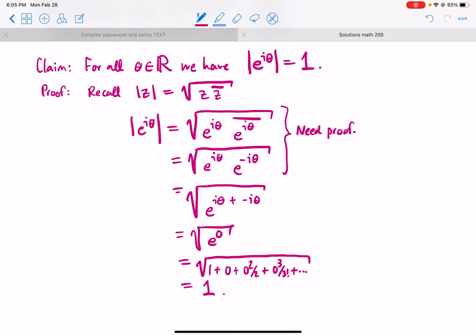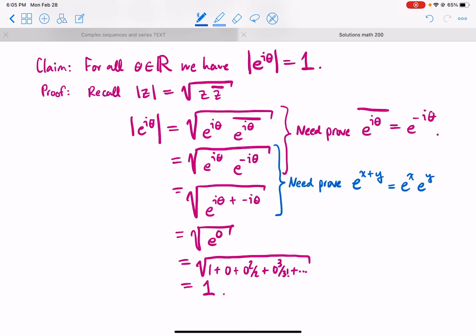Okay. So this also needs proof, to go from here to here, that we can add exponents. So let me say what we need proof of. Prove that the conjugate of e to the i theta is just e to the minus i theta. That we need to prove. Then right here we need to prove something. Prove that e to the x plus y is e to the x times e to the y. So that we need to prove.